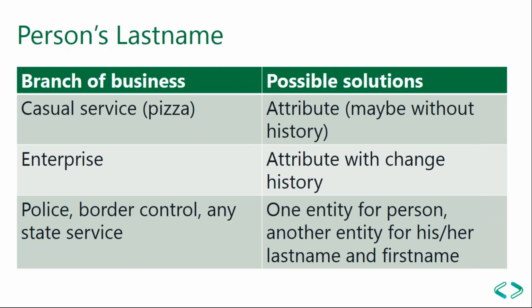But when we talk about a state service, we need precise control over our data. We need to know how many citizenships, how many passports, how many different spellings this person has. So in this case, I would suggest that we have one entity for the person and another entity to store his last name and first name, and maybe his citizenship.